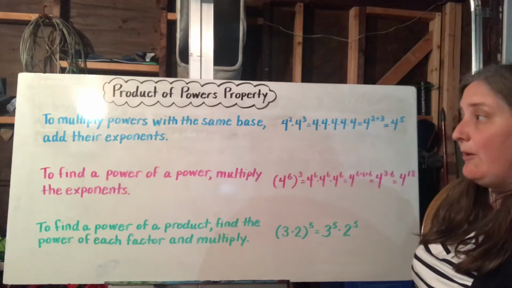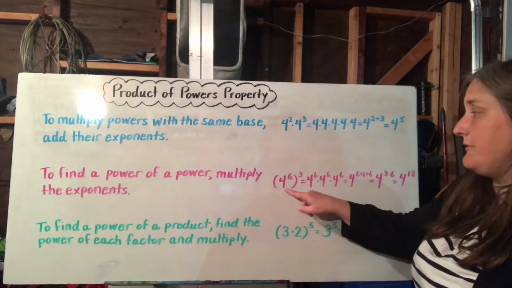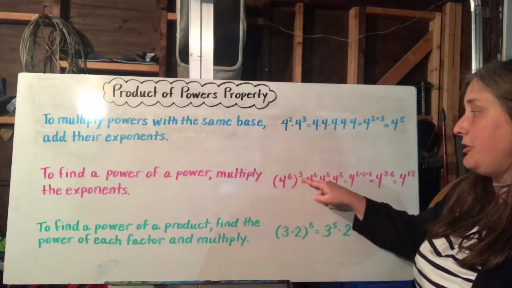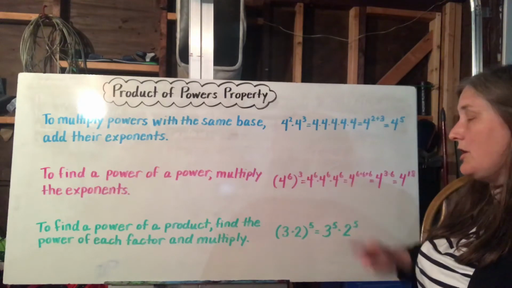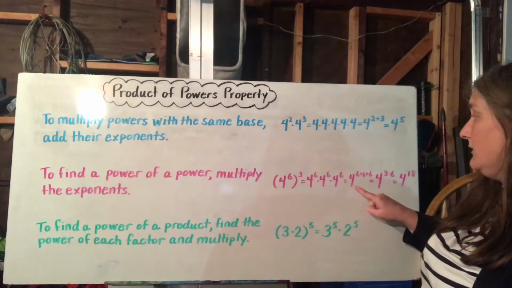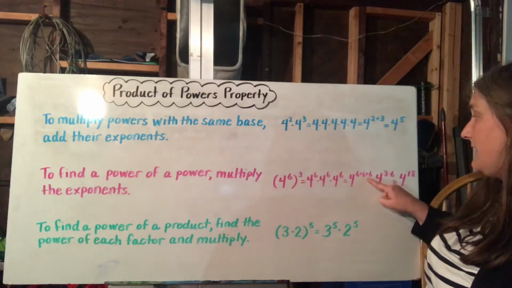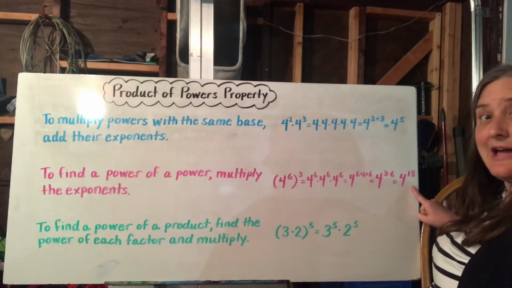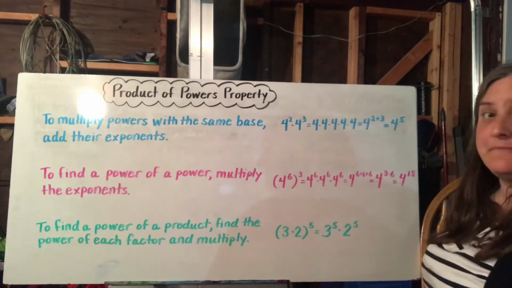To find a power of a power, you can multiply the exponents. If you're doing 4 to the sixth power to the third power, you're basically doing 4 to the sixth power 3 times. You're going to be multiplying 4 6 times, 6 times, and 6 times, or 18 times. So a shortcut would be to just multiply those powers.